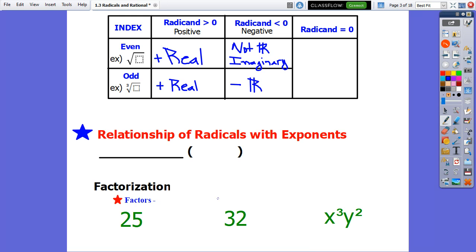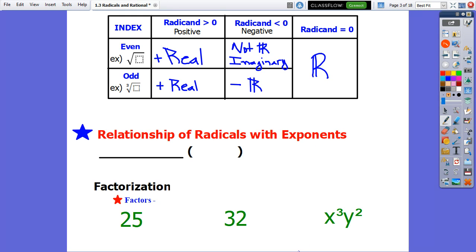If the radicand is 0, what's inside, then you just get a real solution as well. It's neither positive nor negative because it's 0. And so you just get 0. The square root of 0 is 0.